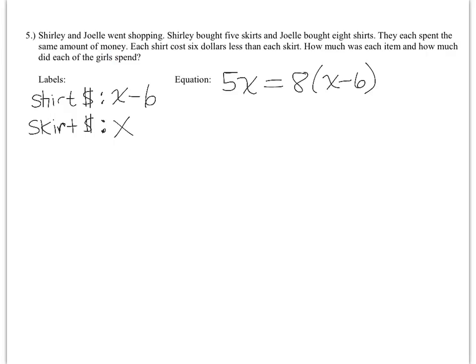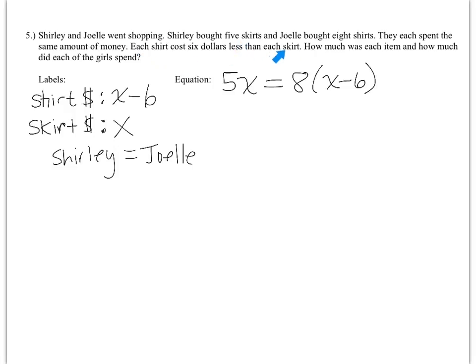Okay, so you might want to say here that Shirley and Joelle equal each other, right? Because they each spent the same amount of money. So that's one way to think about it. Right now they haven't compared Shirley and Joelle's cost at all. They've just said that they're equal. The next sentence says each shirt cost $6 less than each skirt.